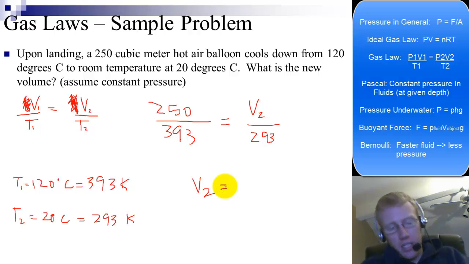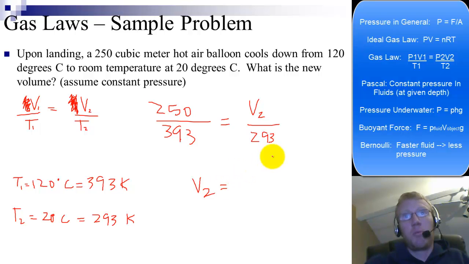And I actually have a calculator today. You guys would be very proud of me, I hope. So I plug in my numbers, 250 divided by 393 times 293. I multiply by 293 to get this up here on the other side. And I get 186.4.